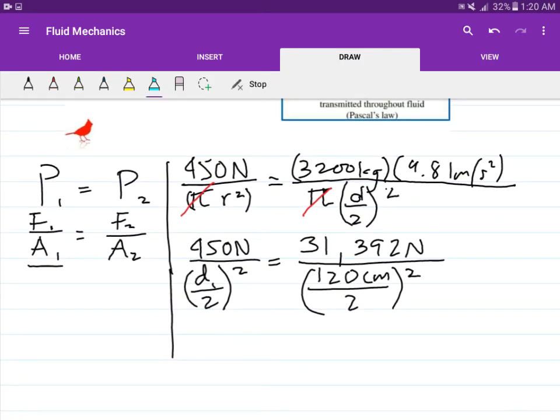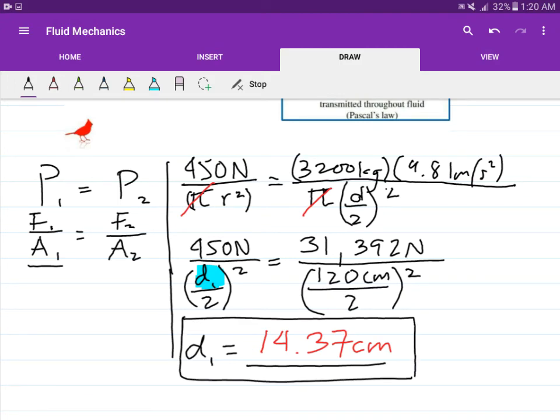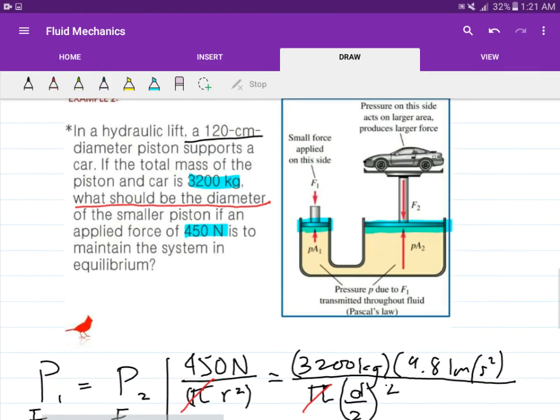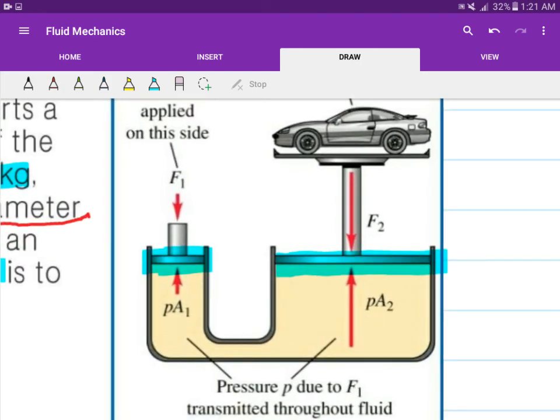Okay, so our only unknown here is d1. So solving for d1, you should get 14.37 centimeters. So 14.37 centimeters should be the diameter of this piston.